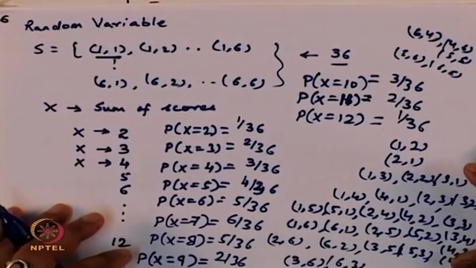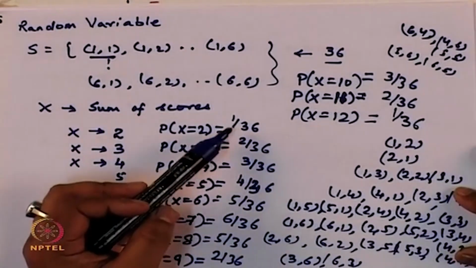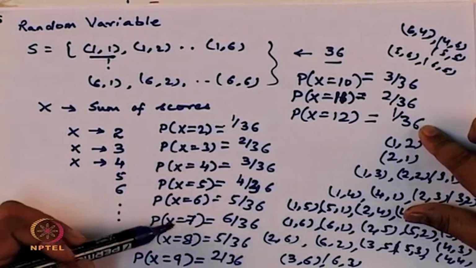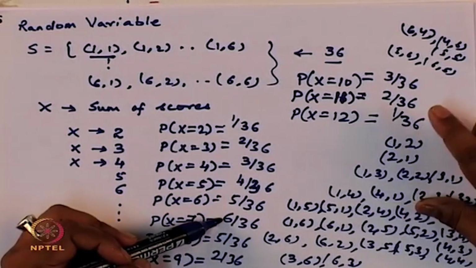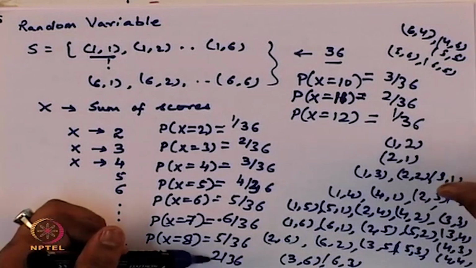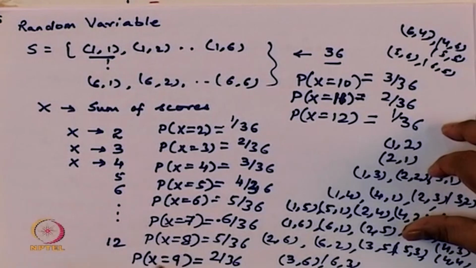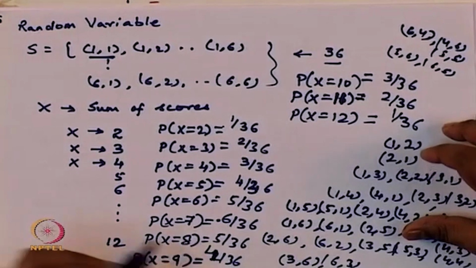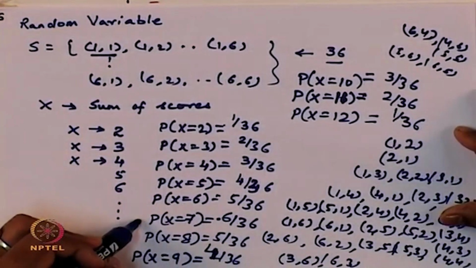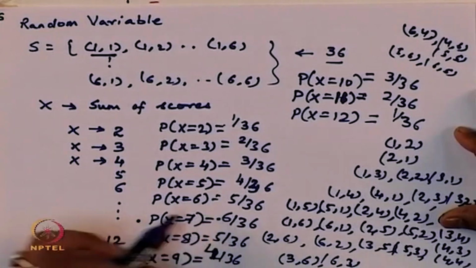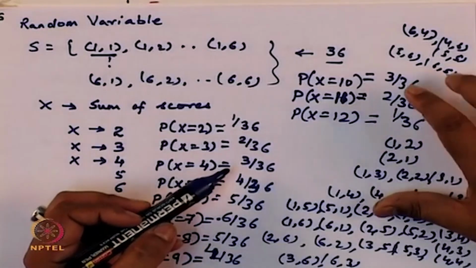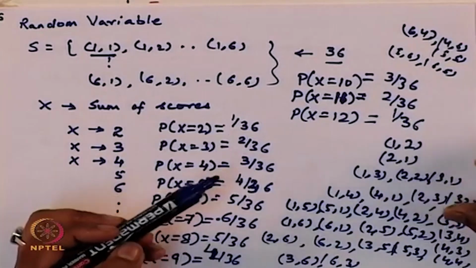So, you have the following possibilities. Your lowest probability is 1 by 36 for x equal to 2 and x equal to 12. Highest is for x equal to 7, which is 6 by 36. This is a symmetric distribution. What you see is your peak is at x equal to 7, 6 by 36, then you have 5 by 36, 4 by 36, 3 by 36, 2 by 36, and 1 by 36.